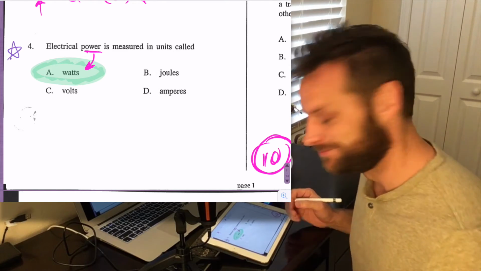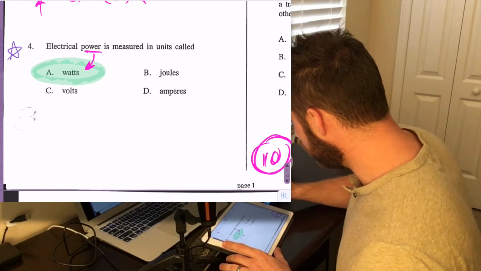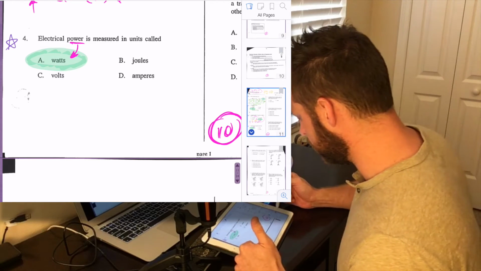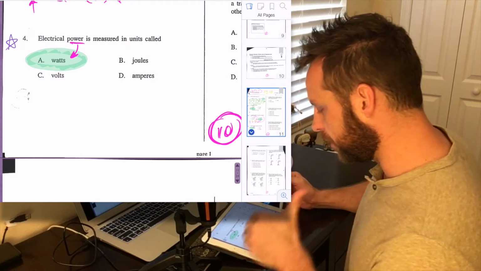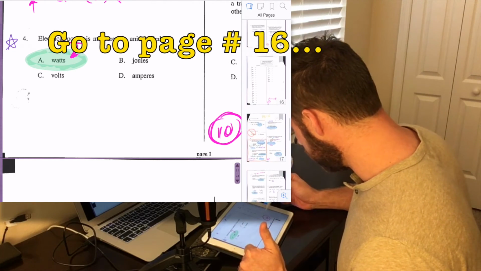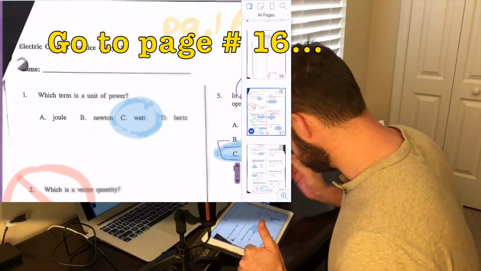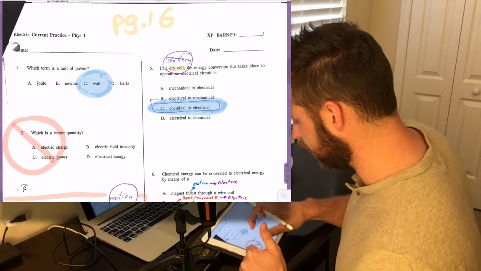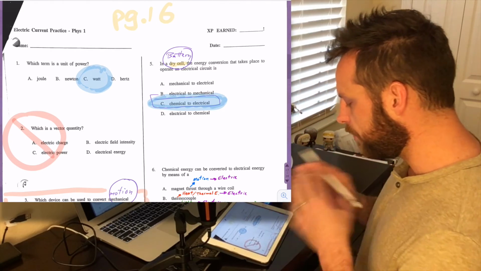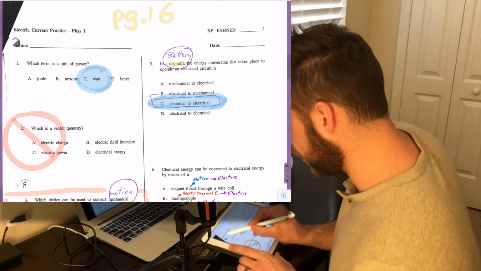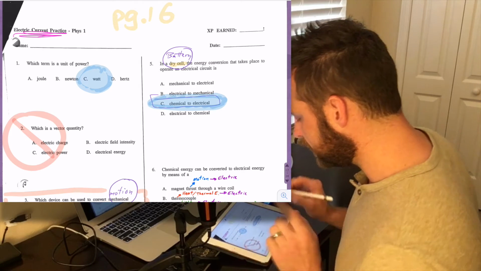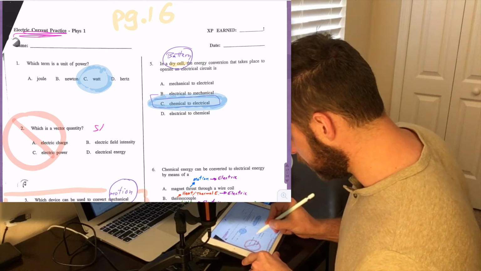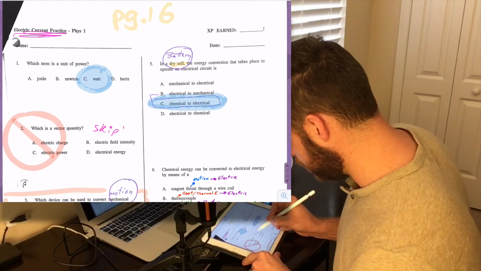You're correct. All right, now, that's all we need to do in this question set, 1 through 4. And again, you're going to explain number 4 on your own. Let's go all the way to page number 16 in our packet. Page number 16. And now on here, we're going to do every question in this question set on electrical current, except for number 2. So you can skip number 2.